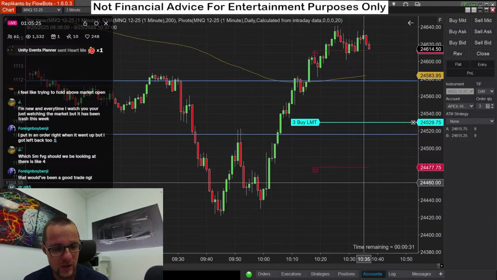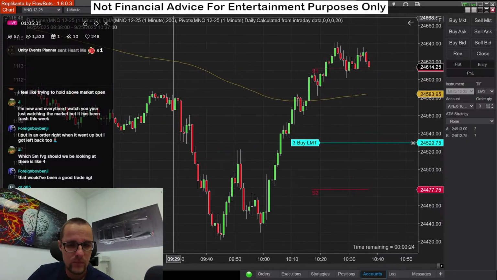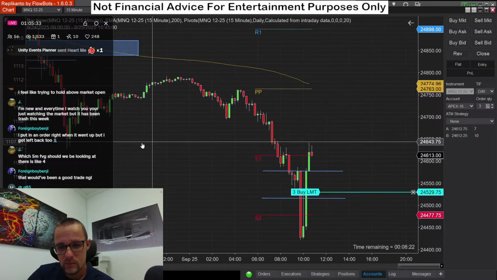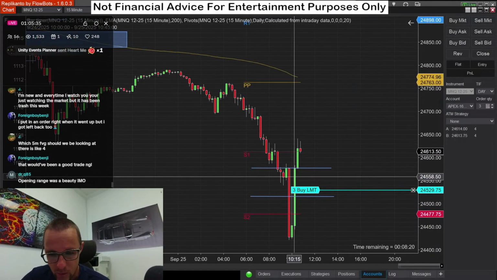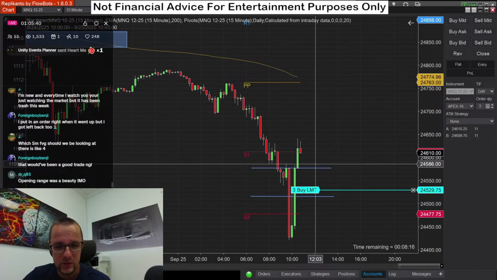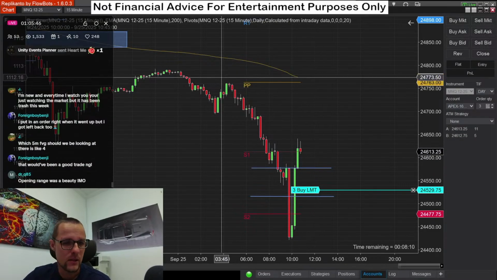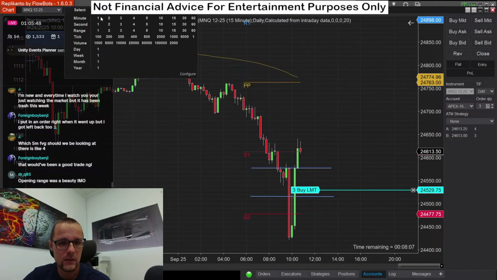Opening range was a beauty. Is it the 15-minute? I know a lot of people trade that 15-minute opening range. Yeah, there are some people probably trying to take this retest right here, waiting for that 15-minute opening range for price to come down and retest it to go back up. I know some people do that.